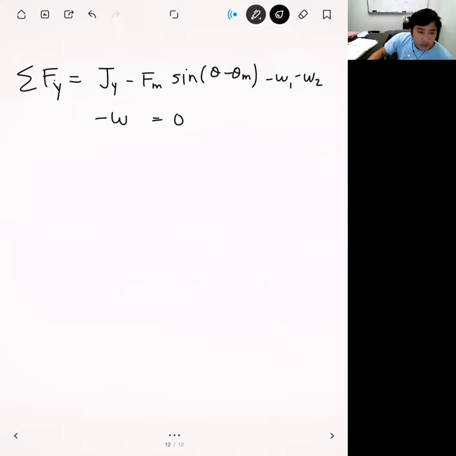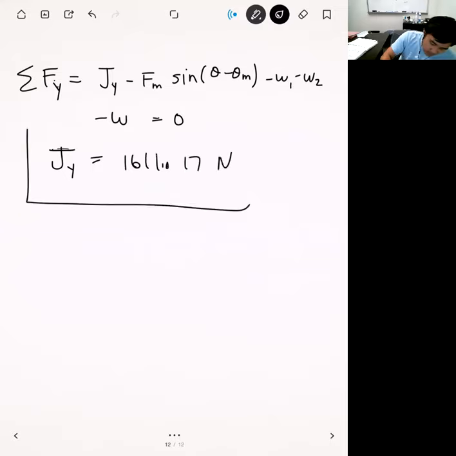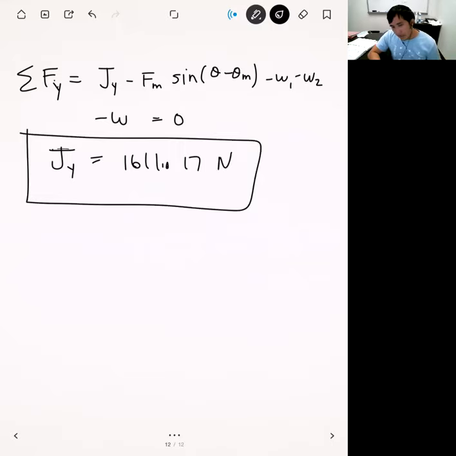All right, and so if we solve this for Jy, and it's the only unknown in this equation, we get Jy is equal to 1611.17 newtons. All right, and so there is our Jy.